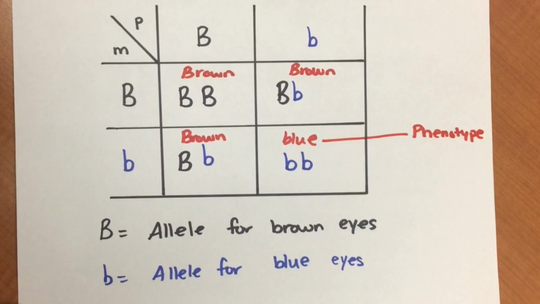In the last possibility, we can see the two little b's. In this situation, you would be known as homozygous, meaning that you have two of the same alleles, and you would in fact express blue eyes, as you have no dominant alleles to mask this recessive allele.